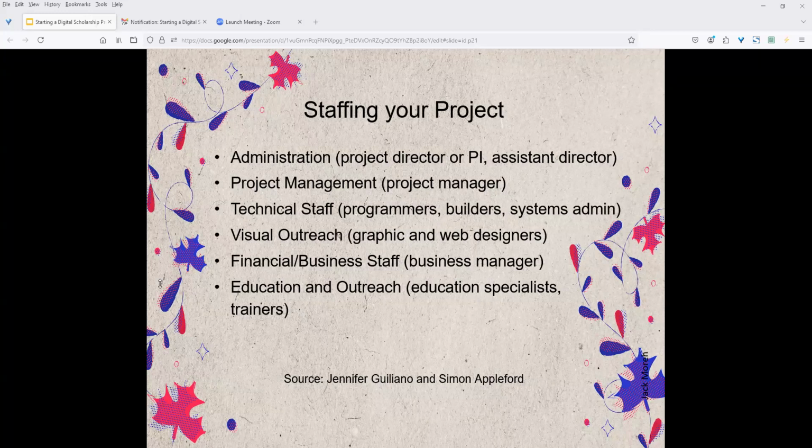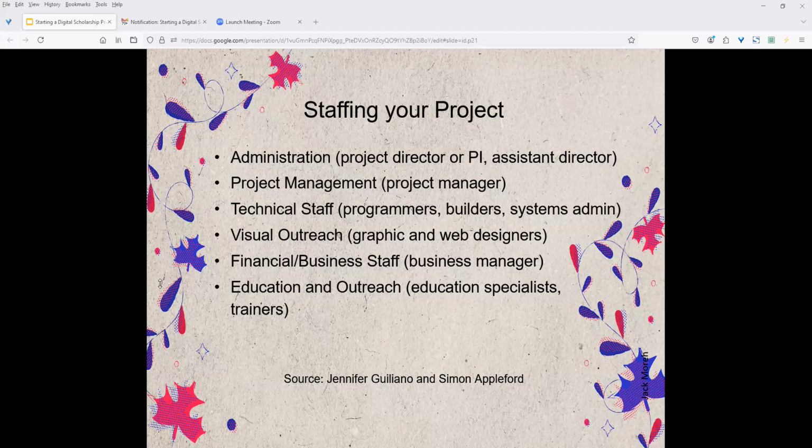So the administration, you're going to need the project director or PI, principal investigator, and an assistant director to go along with that. Usually, if you're the principal investigator, you're the senior administrator of this. So you're the one who's going to be providing the intellectual and strategic leadership, while the associate or assistant director works on development and outreach.